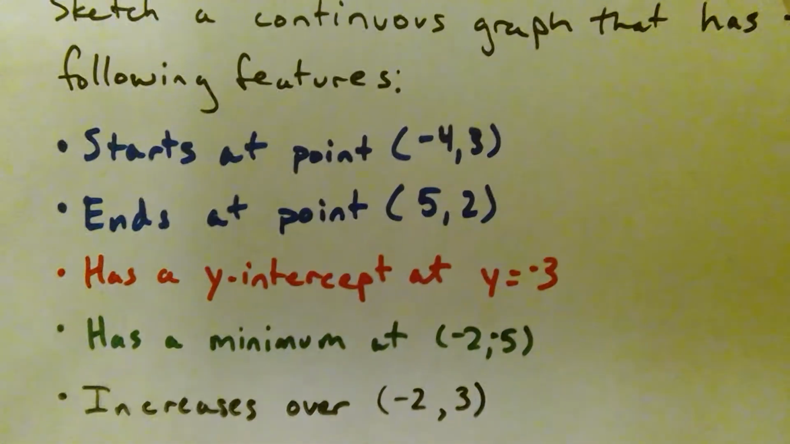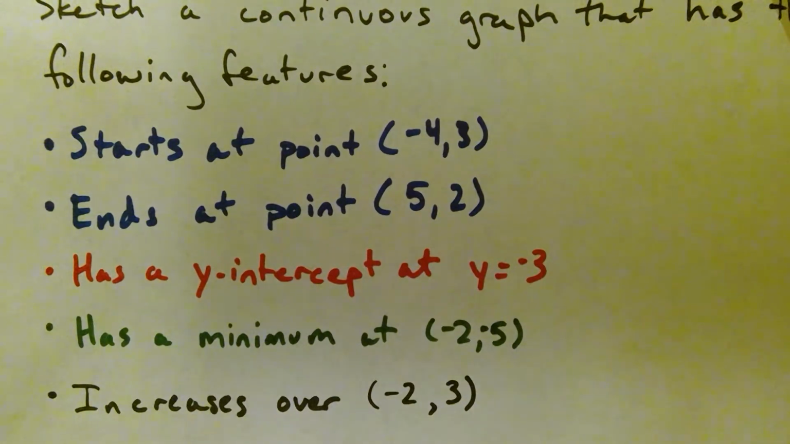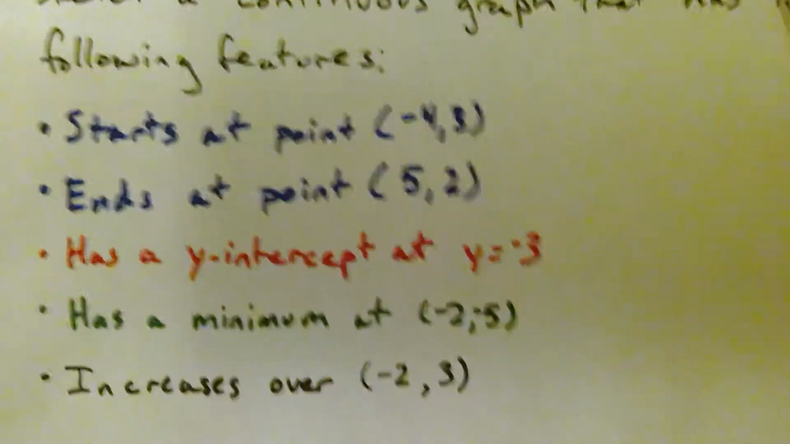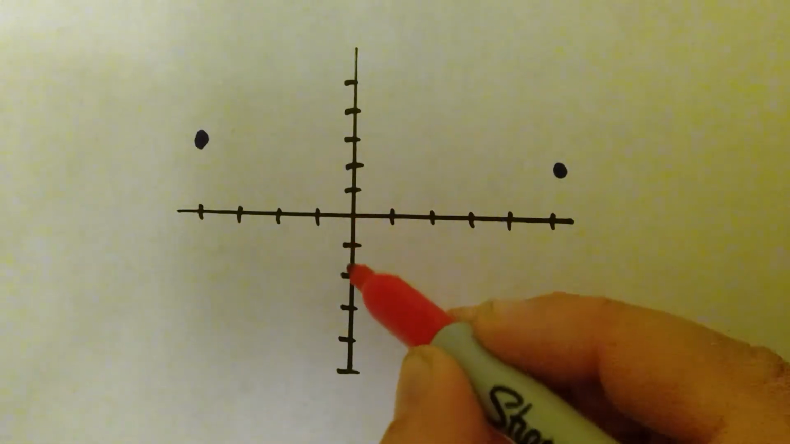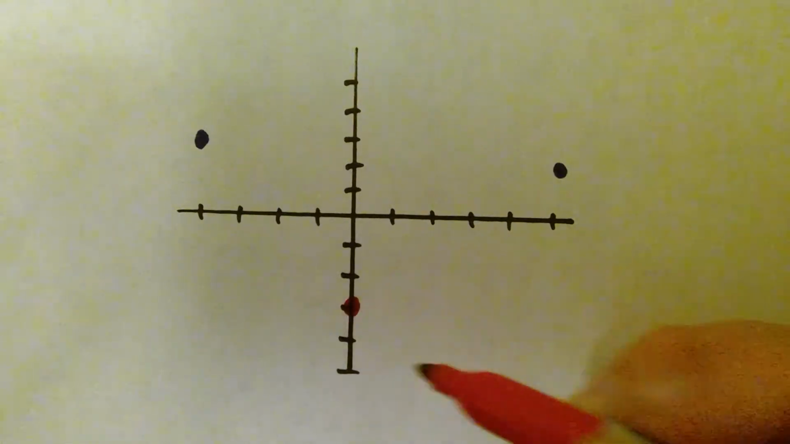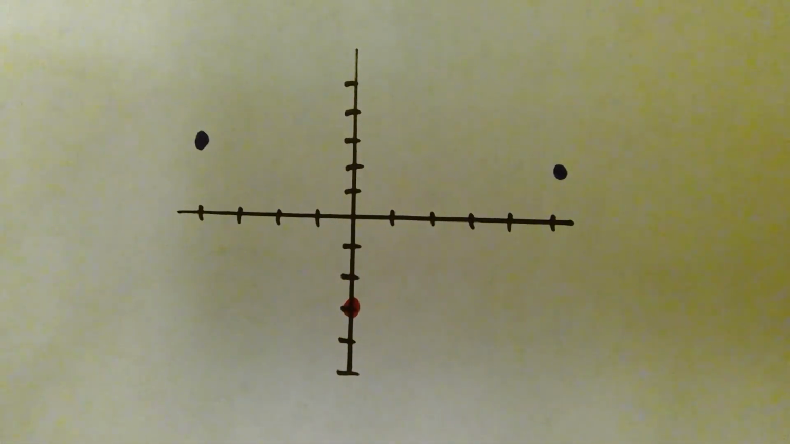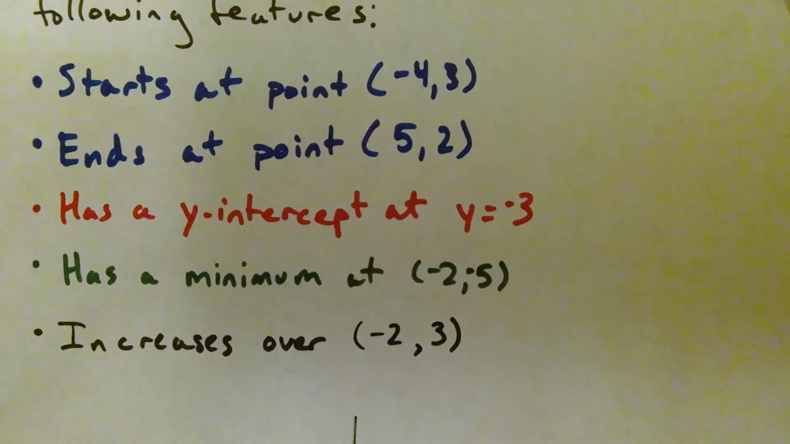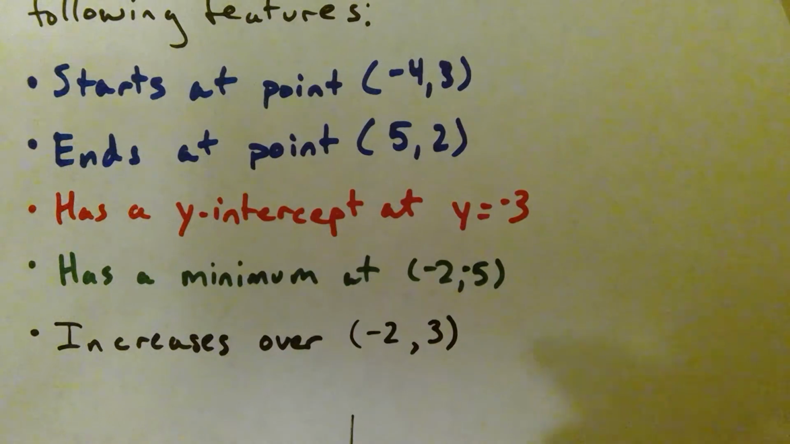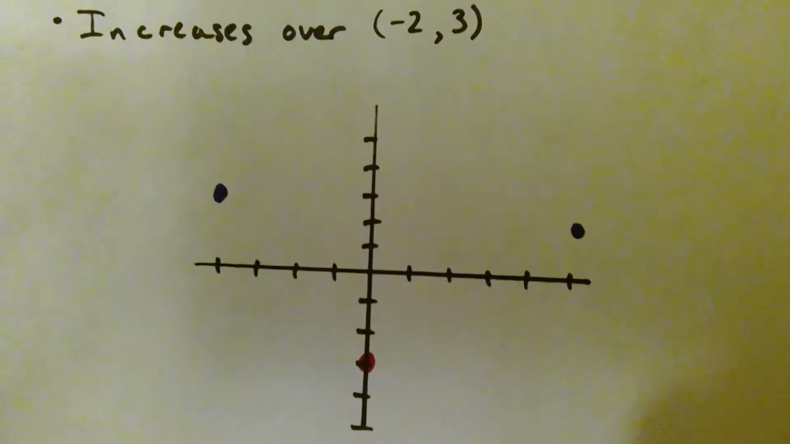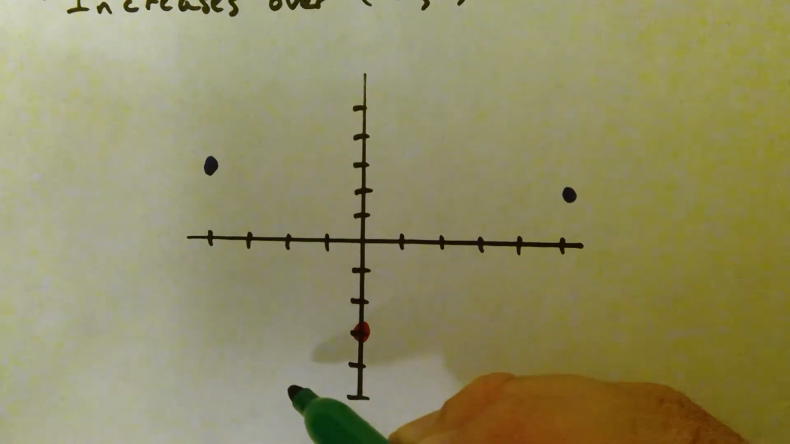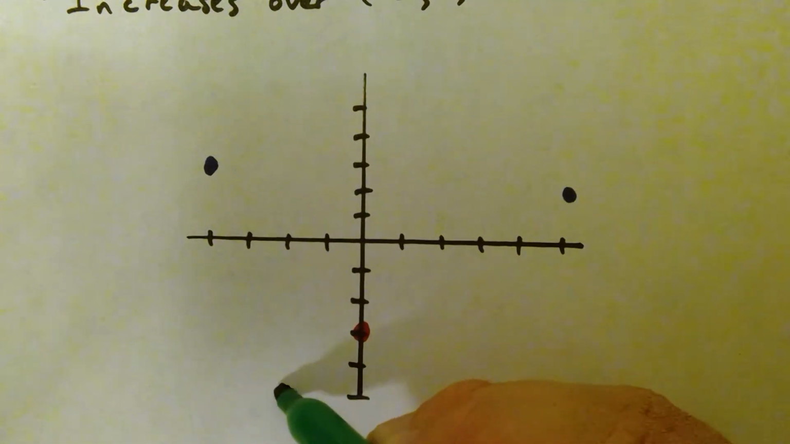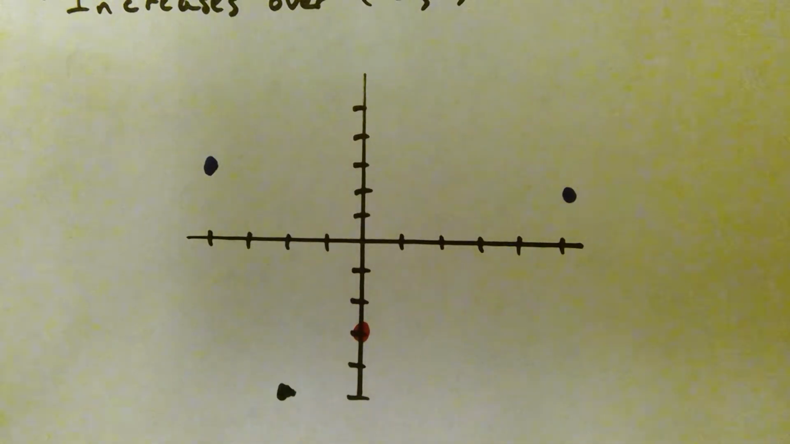Let's take a look. In red, it has a y-intercept at y equals -3. Okay, let's come to our graph. Y is -3, so that means x is 0. 1, 2, 3. All right. It has a maximum at -2, -5. Or not a maximum, minimum. Sorry. Let's see. 1, 2, 1, 2, 3, 4, 5. All right. Somewhere in that ballpark.